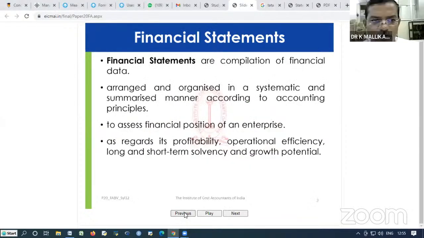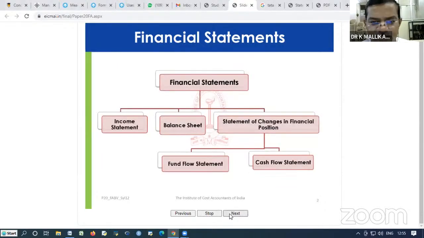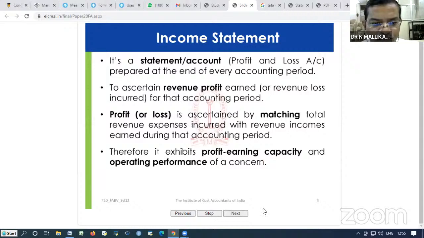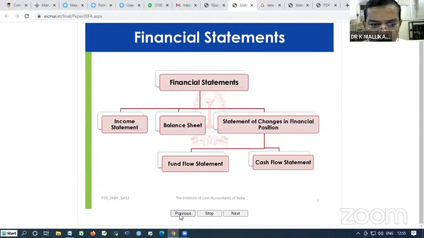So these are the basic data of financial statements, arranged systematically. So what are the financial statements? The financial statements are basically the income statement. Right. So what are the financial statements broadly? Anyone, please read it.